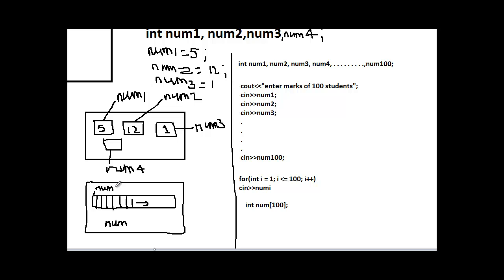This first place is named num at 0. This place will be called num at 1, and the last element will be named num at 99, because 0 to 99 is 100, so the last element will be 99. This is the way arrays are stored in memory. I will make another drawing.